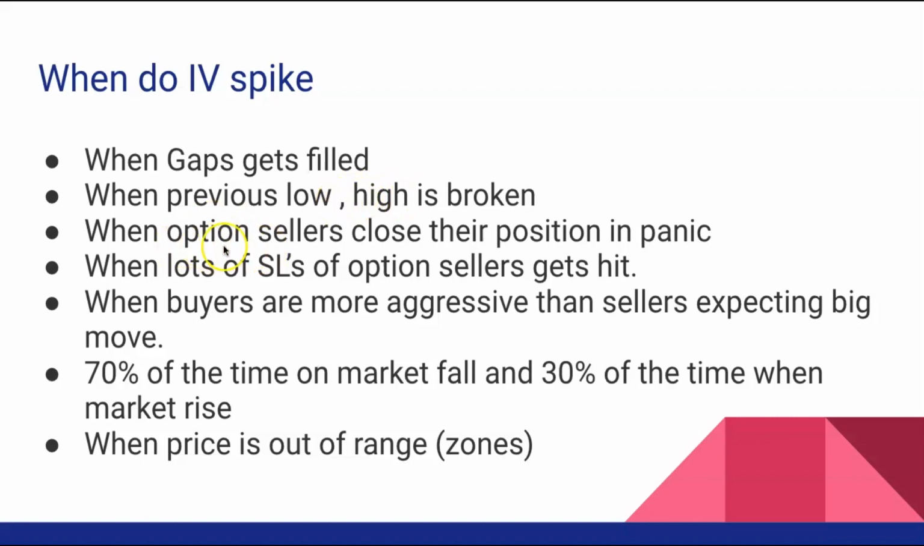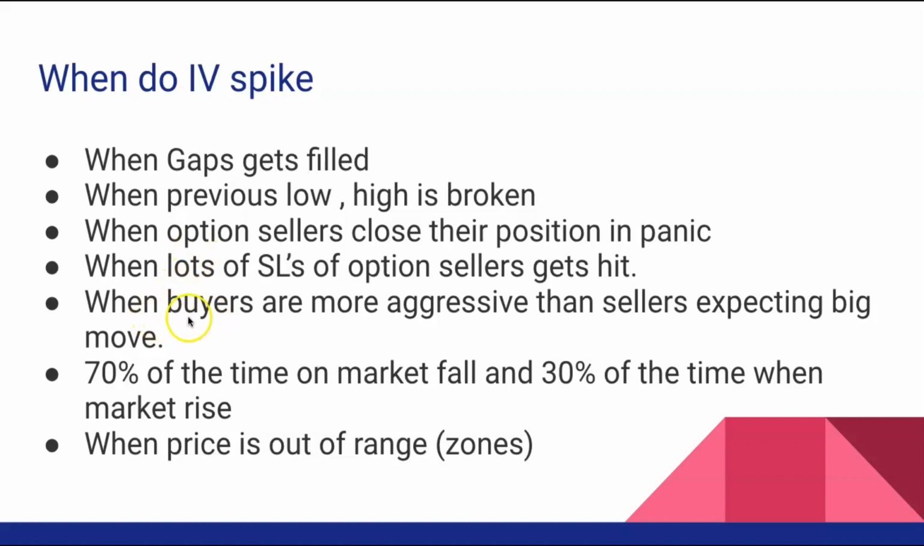The next one is when the option sellers close their position in panic. If there is a big momentum and the price is going up or going down, and the option sellers are in panic and exiting their position, that is buying back their position, the IV will spike. It is also similar when the stop loss of option sellers gets hit, the IV will spike, because the seller's stop loss is a buy order. So if there are more buy orders, the IV will spike.